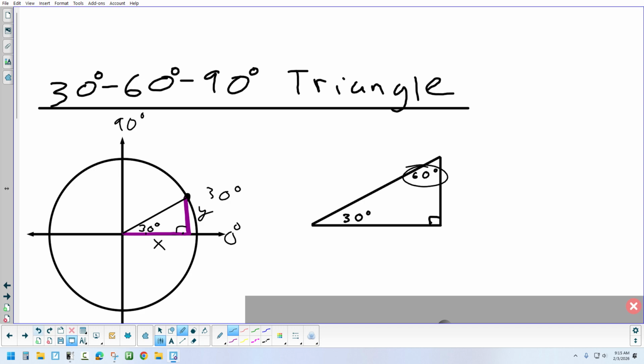Okay, so next step. Are there any sides in that triangle that we already know? This one off to the side. The hypotenuse is 1, right? Any line from the center to the edge is a radius. Unfortunately, that's not the x or the y. That's a diagonal.